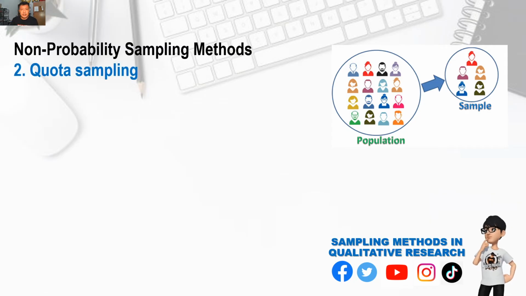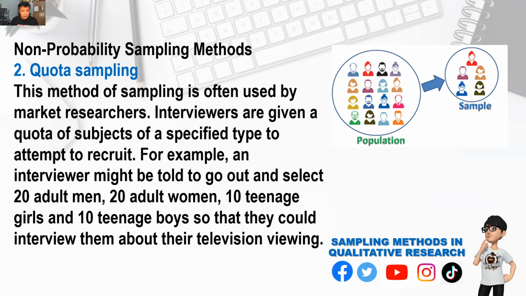The second is quota sampling. From the term quota, you set a specific number. Okay, this method of sampling is often used by market researchers. Interviewers are given quota, yung magko-collect ng data, are given a specific number of respondents to collect data with, of a specified type to attempt to recruit. So, bibigyan ka ng specific number for this particular area, kailangan makakuha ka ng ganito, and so on and so forth.